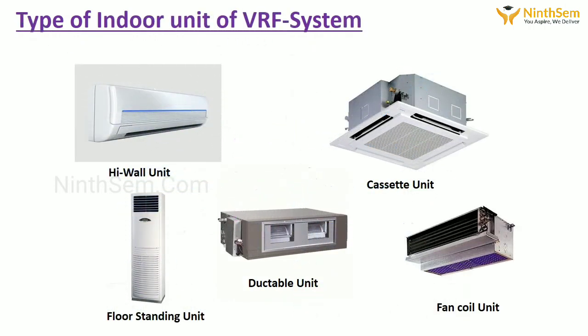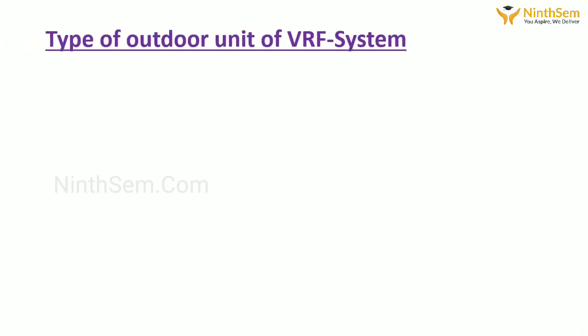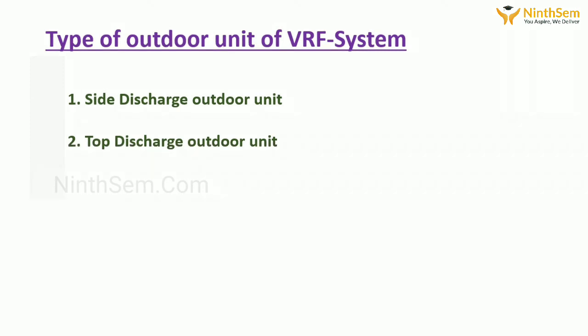Now, types of indoor unit available in the market in a VRF system. That is high wall unit, floor standing unit, ductable unit, cassette unit, fan coil unit, etc. Now, the types of outdoor unit of a VRF system. That is side discharge outdoor unit and top discharge outdoor unit.